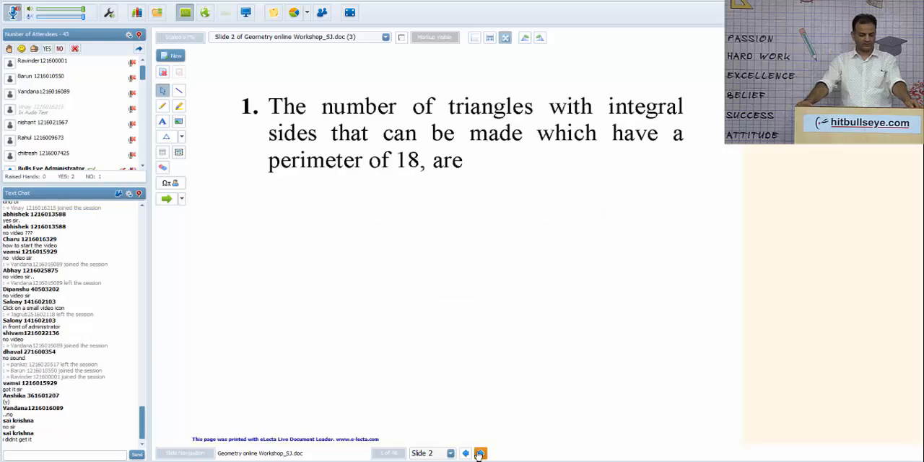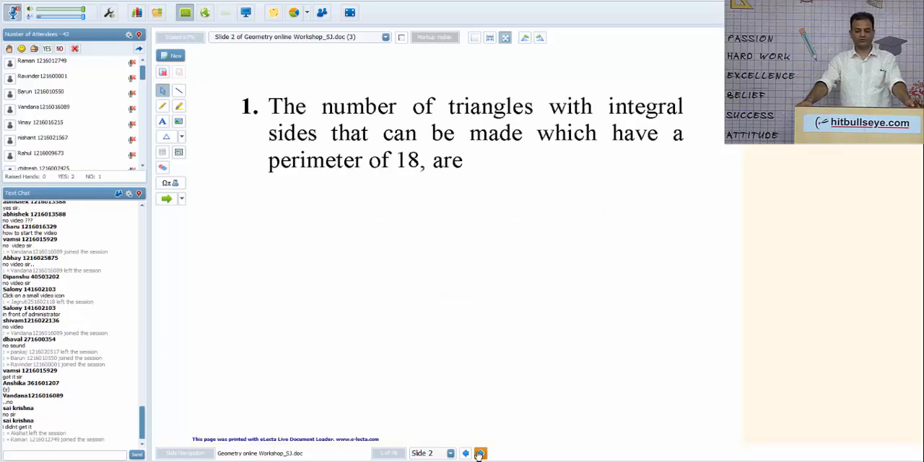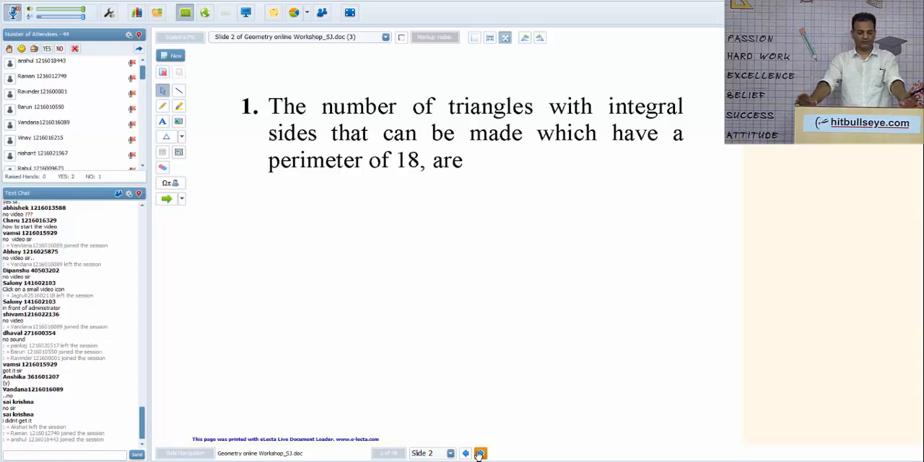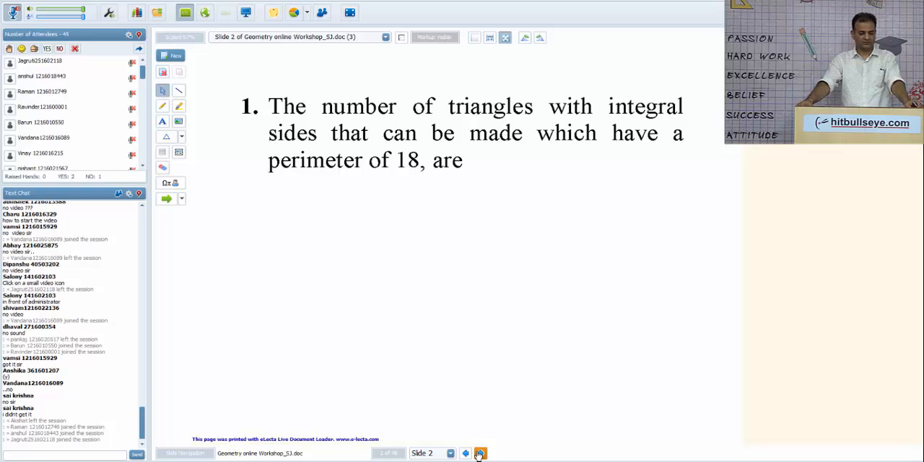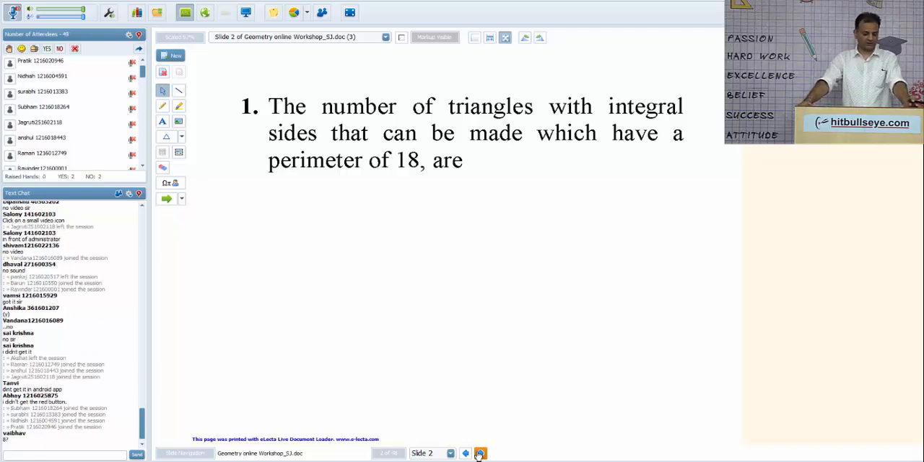See, first question. This is from CAT 2000. I have changed the data, friends. The number of triangles with integral sides that can be made which have a perimeter of 18. And this is a subjective question. You have to write the answer. Let me see who comes with the answer.